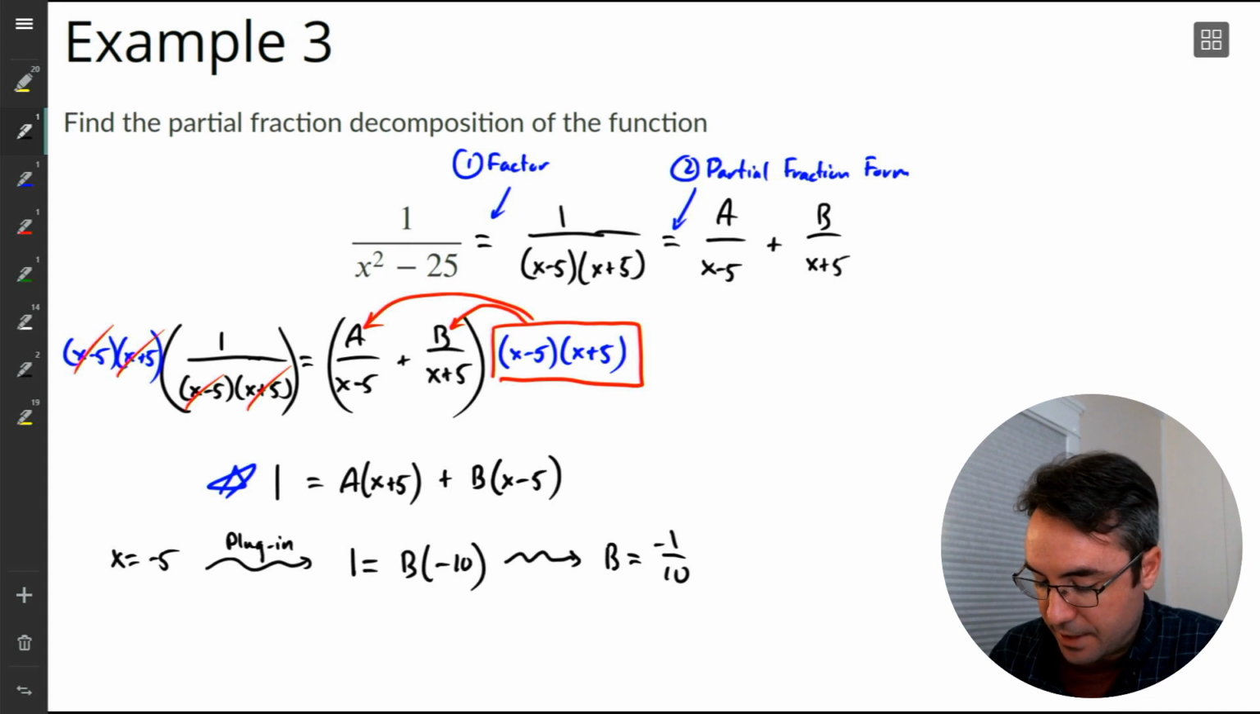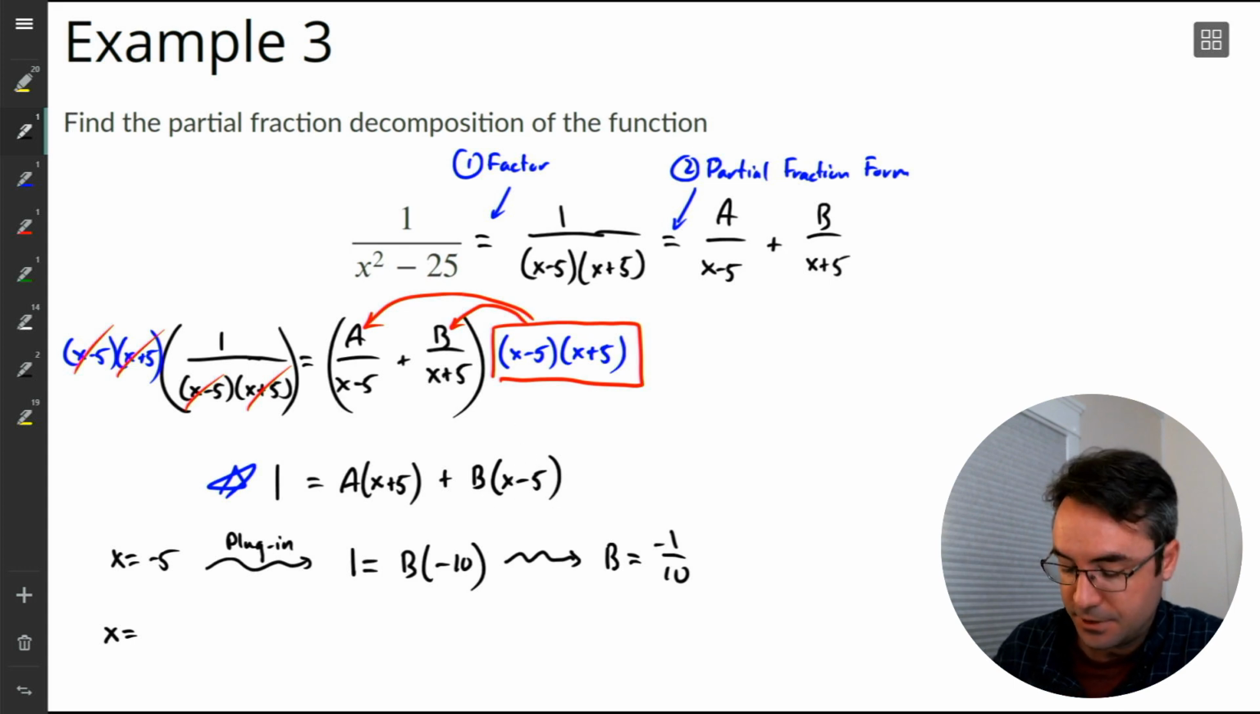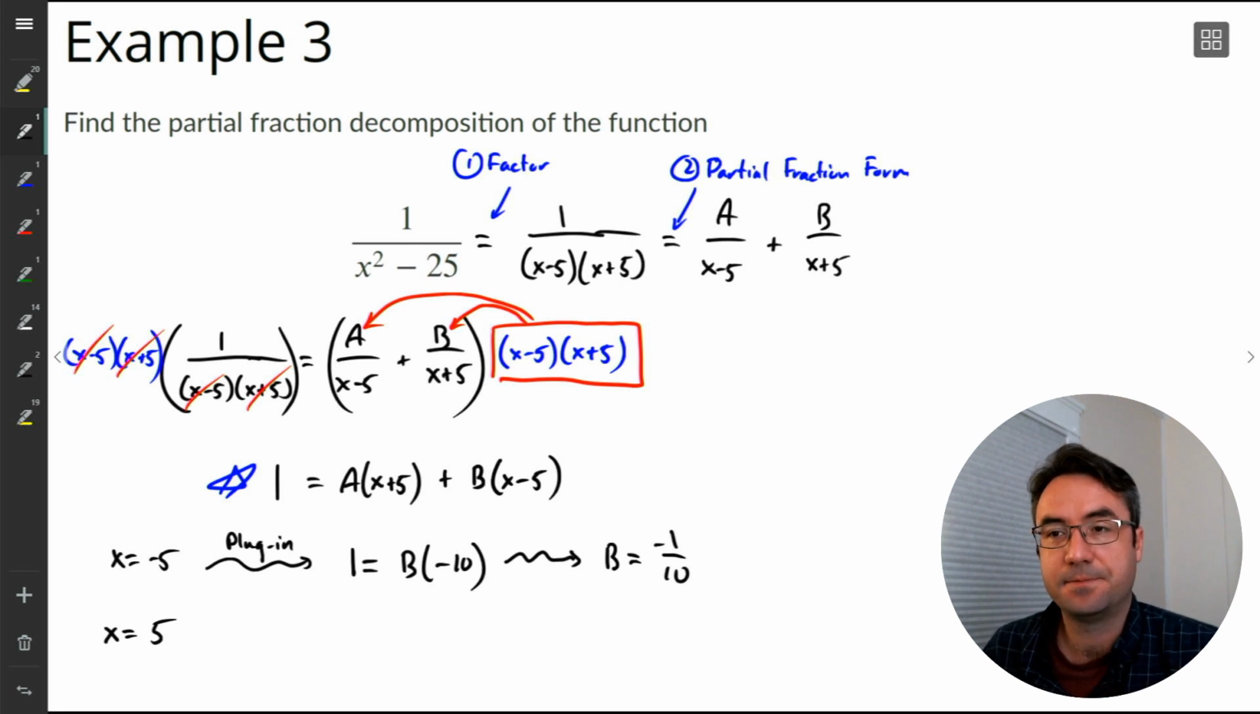All right, let's try another x value. So we found one of our constants. Now we need to figure out a. So it'd be really nice if we could figure out an x value that would cancel this off. And looking at our linear term, we can do it. Plug in 5. 5 minus 5 would do it. That would cancel this off. So we're going to use x equals 5.